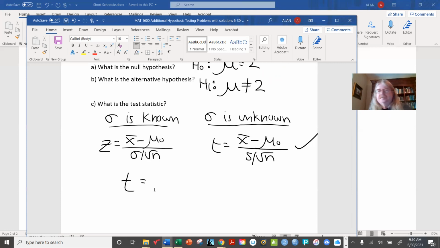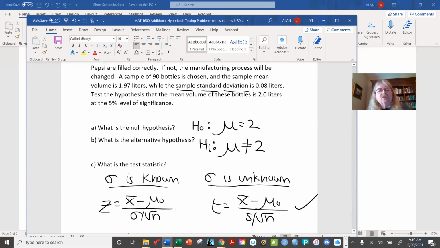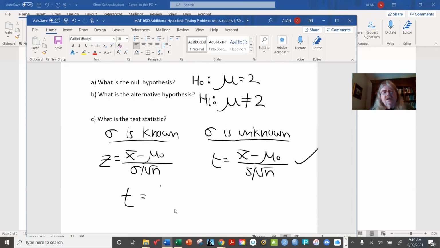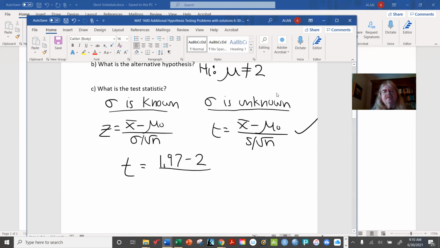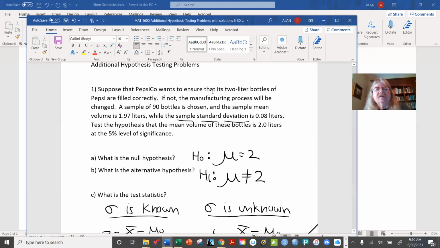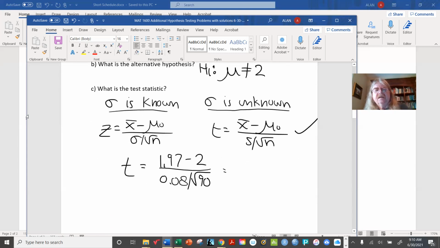So we've got X bar, which as you recall is 1.97. We're comparing that with 2, the hypothesized value of the liters in the bottles, and the standard deviation is 0.08, and the sample size was 90. Okay, it says there's some error. Yeah, there it is. The sample size is 90. So you throw that into your calculator, and when you're done, you should get approximately negative 3.56.